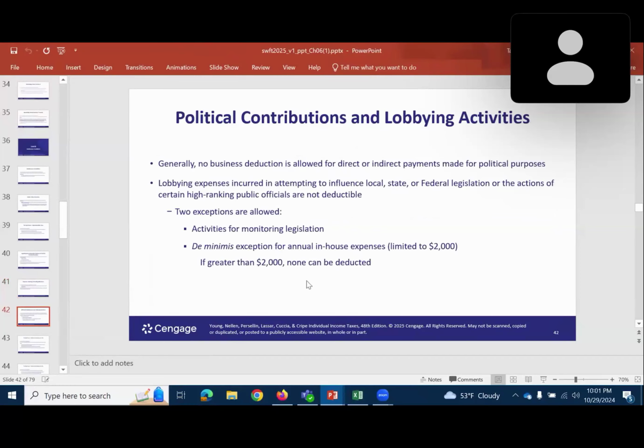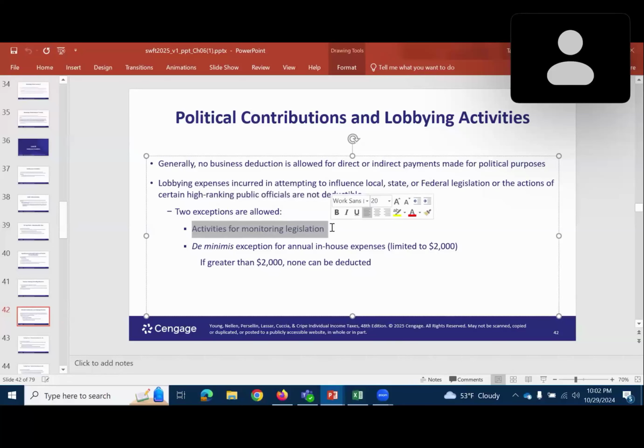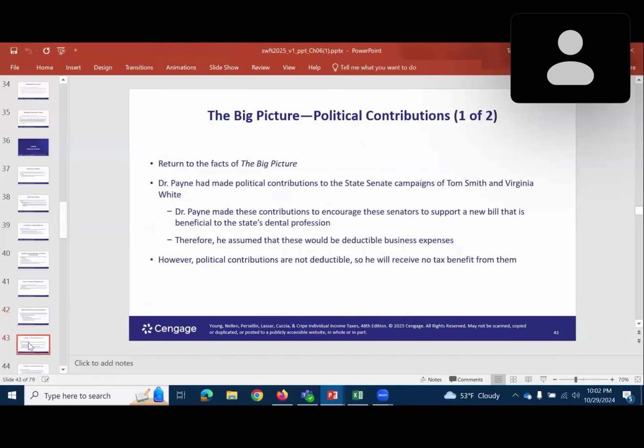We know that Dr. Payne contributed to 2 state senates. No business deductions are allowed for direct or indirect payments for political purposes. Lobbying expenses to influence local, state, and federal legislators or high-ranking public officials are not deductible. That's considered bribing. 2 exceptions. If you're doing it to monitor legislation, not try to change legislation, but to monitor it, you can deduct it. Or if the amount is less than $2,000, you can deduct it.